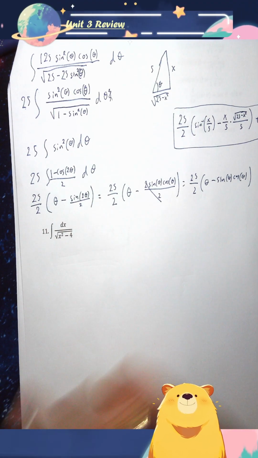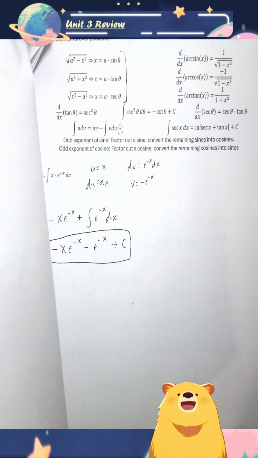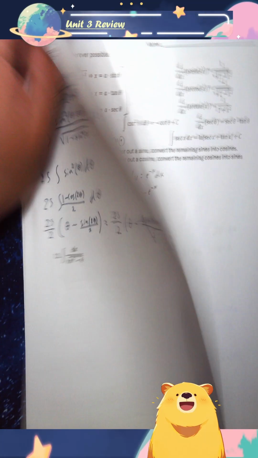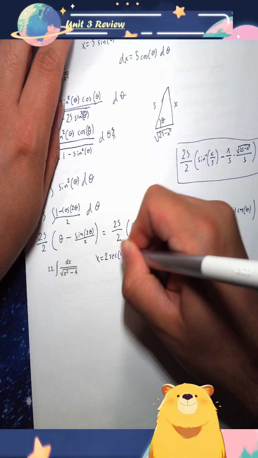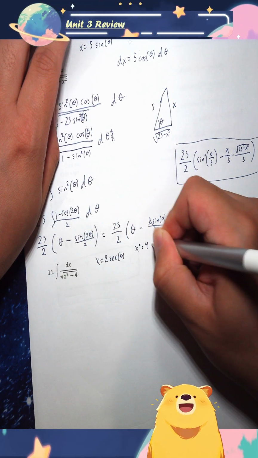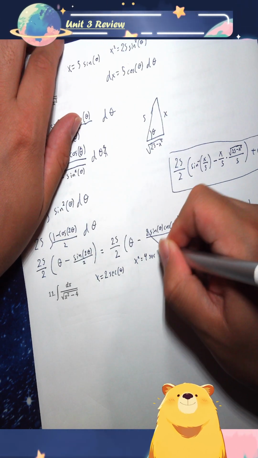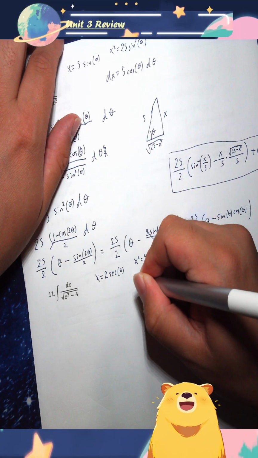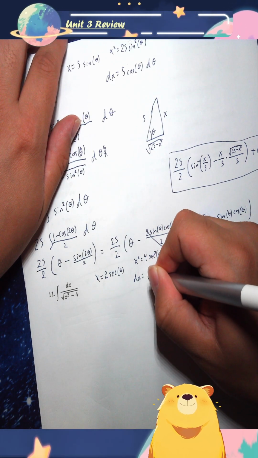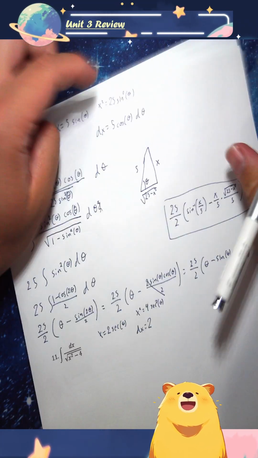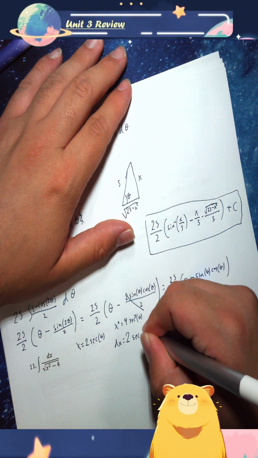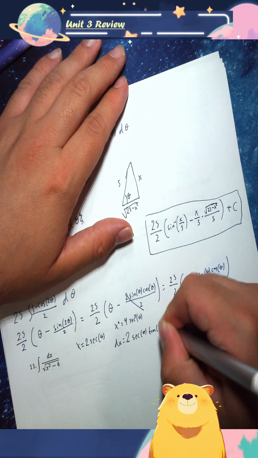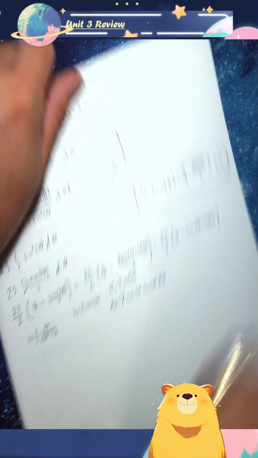Okay. All right. This one is a secant one. So we're doing x is equal to 2 secant of theta. X squared then is 4 secant squared of theta, and then dx is 2 secant of theta tangent of theta d theta.